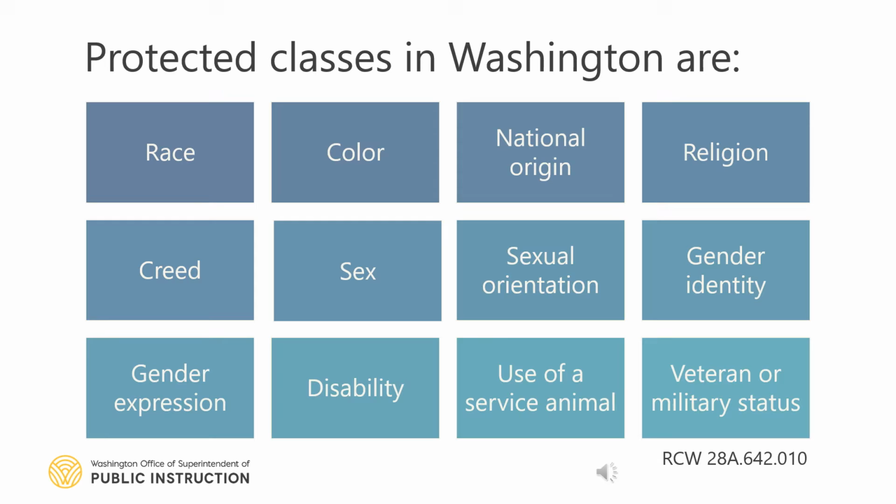So what is a protected class? A protected class is a group of people who share common characteristics and who are protected from discrimination under federal and state law. In Washington, the following groups are protected classes under state law: race, color, and national origin, religion and creed, sex, sexual orientation, gender identity and gender expression, disability and use of a trained service animal, and veteran or military service status.